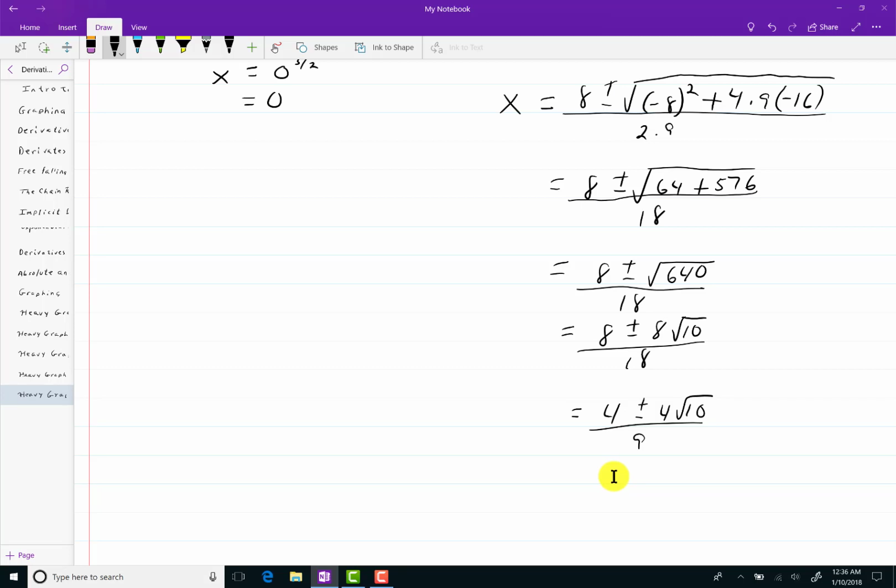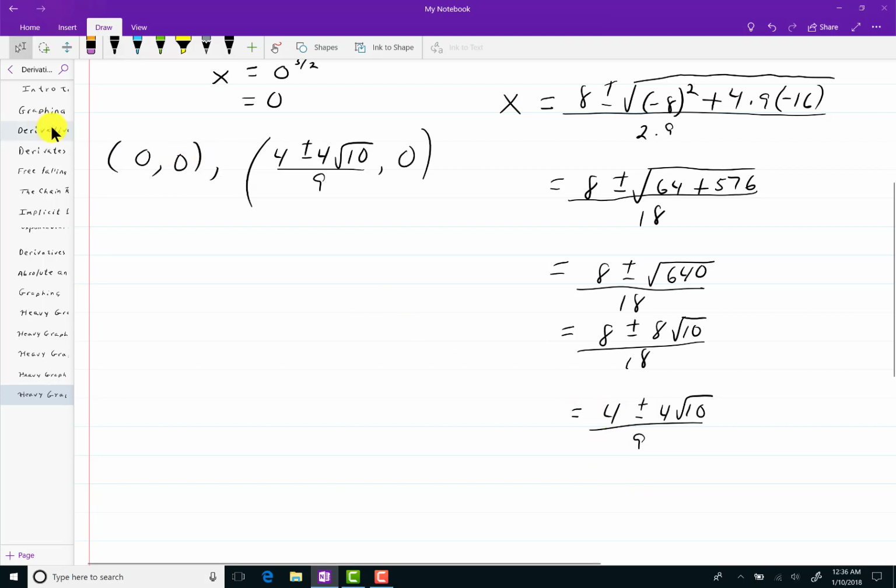So let's write these out. The x-intercepts are 0, 0. You plug in 0 for x, you're going to get 0 for y. So that's both an x and a y-intercept. And then we have 4 plus and minus 4 radical 10 over 9, 0. So this one right here takes care of the y-intercept right off the bat. I don't have to worry about it.